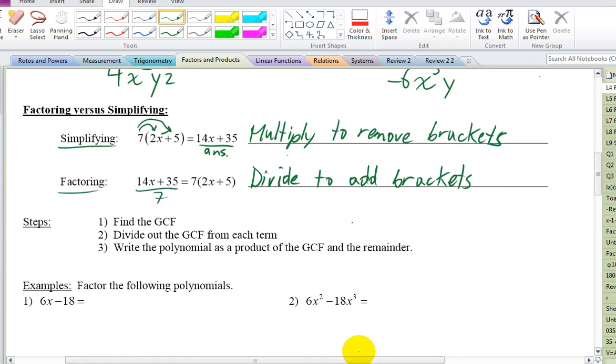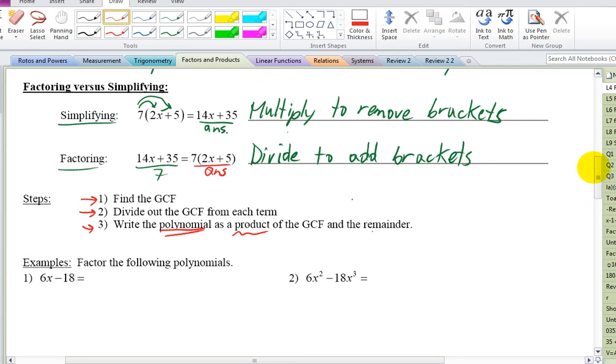So, let's start doing some of this stuff. First thing you want to do is find the GCF. Then, number 2, divide out the GCF. 3, write the polynomial. Okay, so you're going to write a multiplication type deal here. You're going to write a product of the GCF and the remainder. This is your answer for the question.